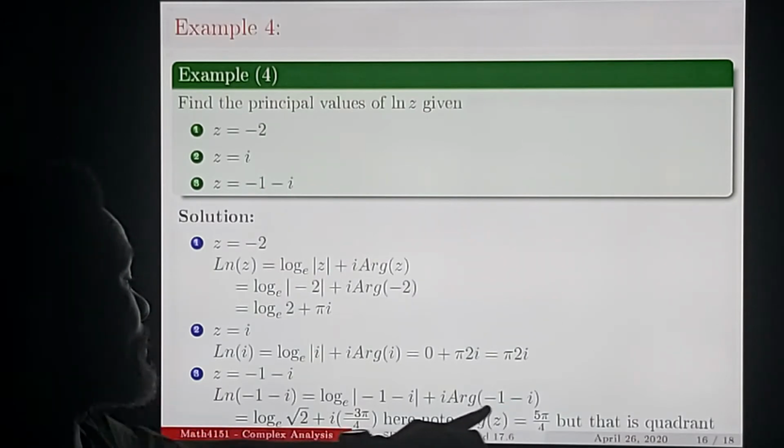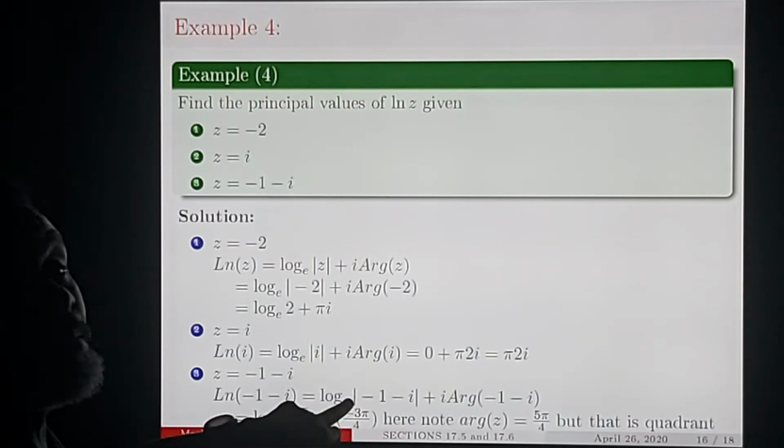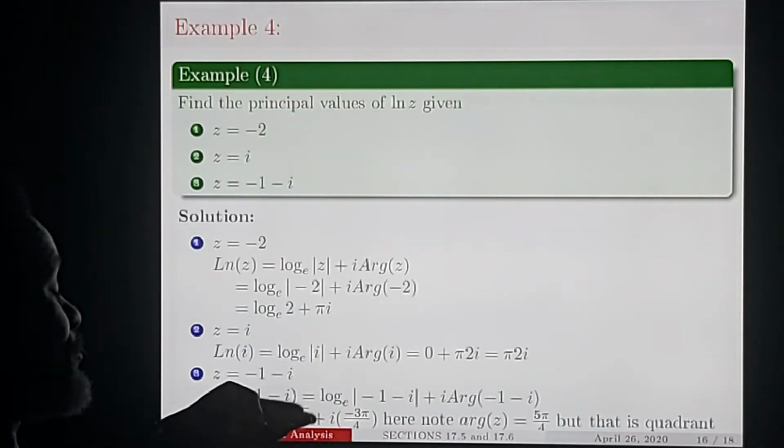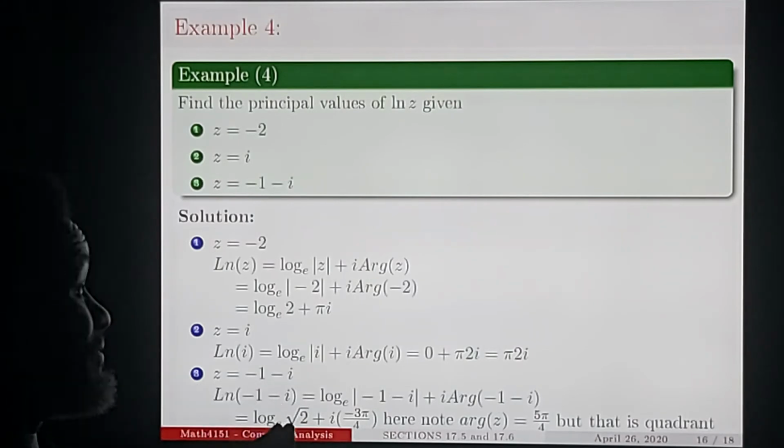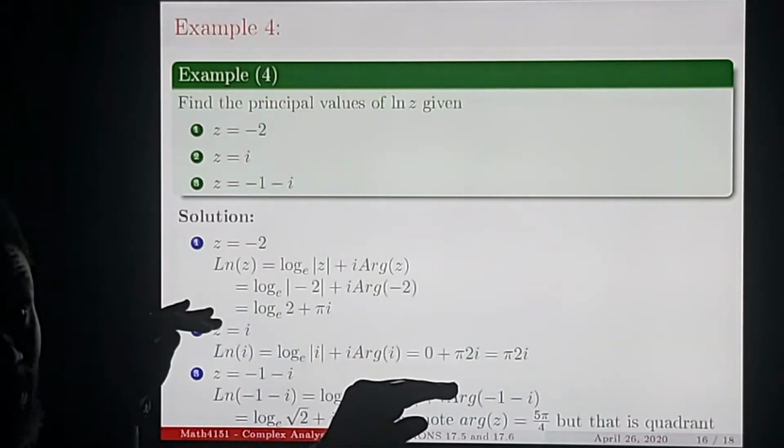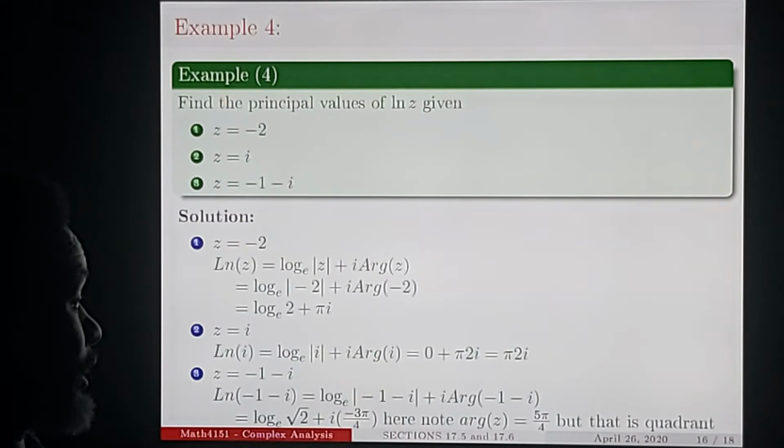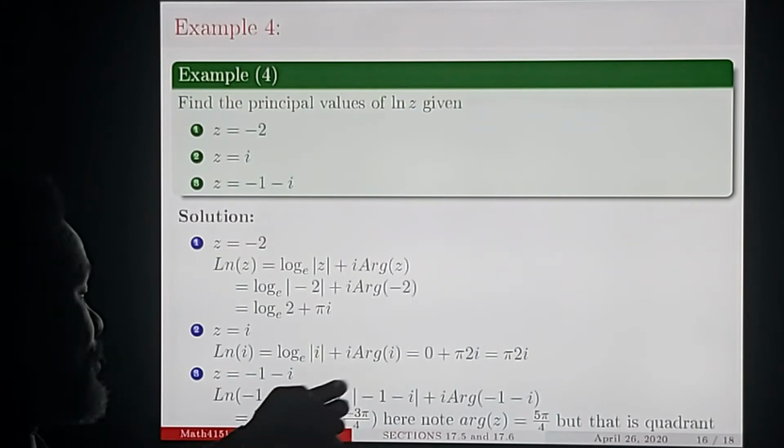So this angle is the same as this angle, only that this one now is a principal one. Minus 3 pi over 4, what is that? It is minus 135 degrees. So that lies between minus 180 and 180. So it's a principal argument. And therefore, the solution is just log base e of root 2 plus i times minus 3 pi over 4.